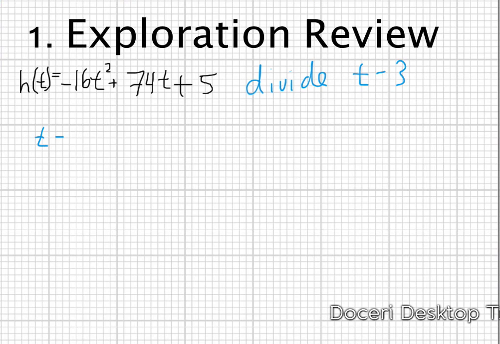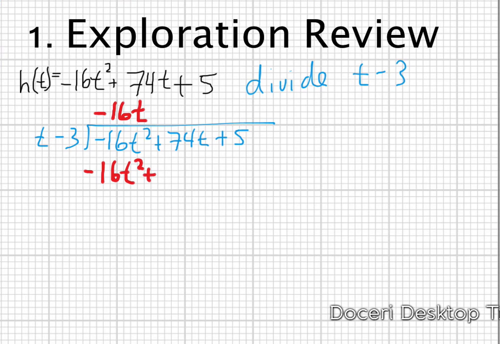So if we use long division, I'd get negative 16t squared plus 74t plus 5 inside, and t minus 3 outside. So we look for, what do I multiply t by to get negative 16t squared? Well, that's going to be negative 16t. So now I multiply this. That gives me negative 16t squared plus 48t. And then I subtract. So subtracting, I get 26t, bring down the 5.